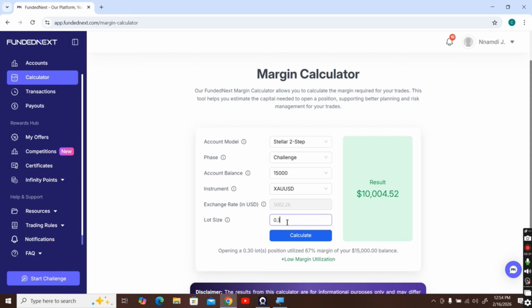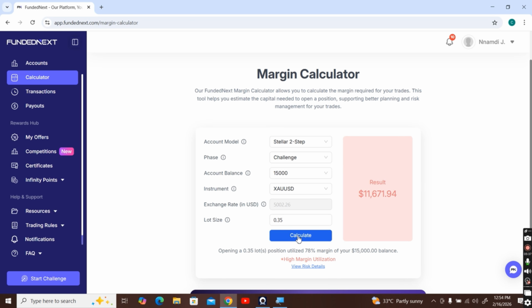Okay, let's add 0.35 here. Let's see if it will surpass the 70% margin. You can see that what we have here is 78%. Do you understand? Which is 8% more aggressive than the normal margin. You understand? So that's it. If you use 0.35 on a 15k account, then FundedNext will actually flag you. 0.35 can also be accumulative.